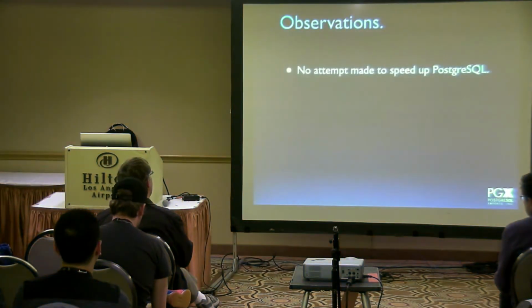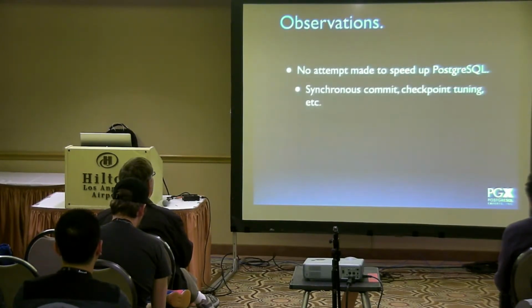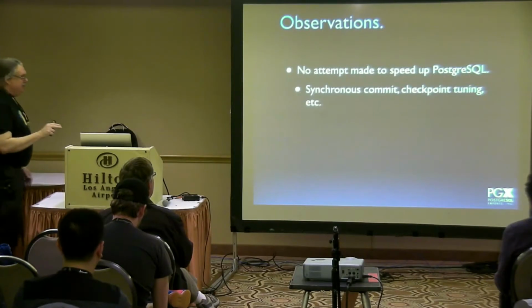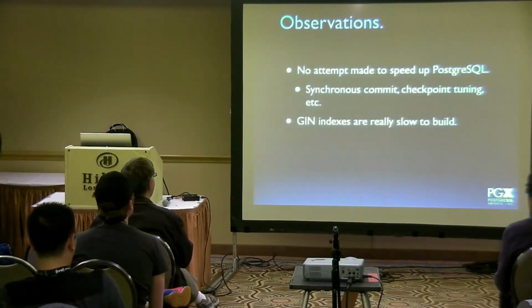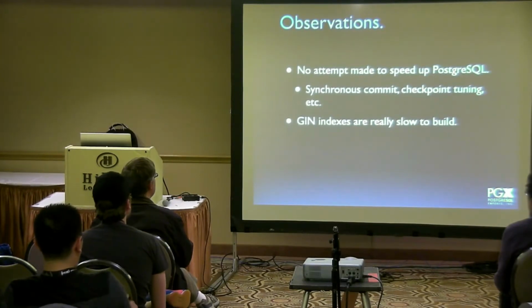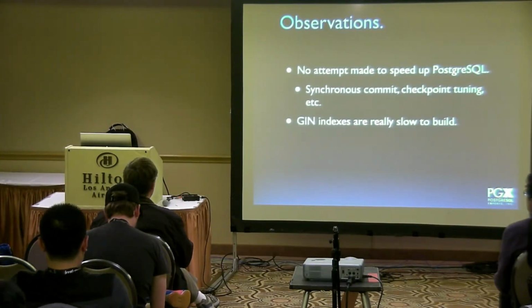Interesting. So I didn't make any attempts to speed up Postgres in this. It should be noted, I didn't do synchronous commit. I didn't tune checkpointing. I didn't do any of the things any intelligent person would do. Gin indexes are really slow to build. Yes, it says so in the documentation, but they really are.